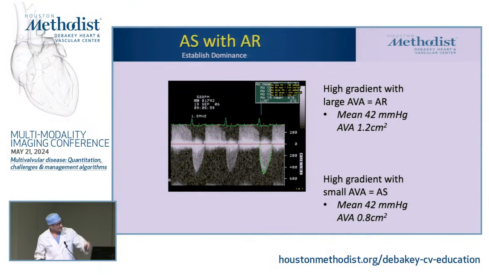On the other hand, same velocity and the same mean gradient in a different patient, but your valve area consistently is 0.8. Well, here it doesn't really matter that the flow is augmented by AI. If you've got velocities over 4 meters, mean gradient of over 40, valve area 0.8 or less, you still call that severe AS because you've met the criteria. You don't change the criteria simply because there's some AI. That make sense? Okay.